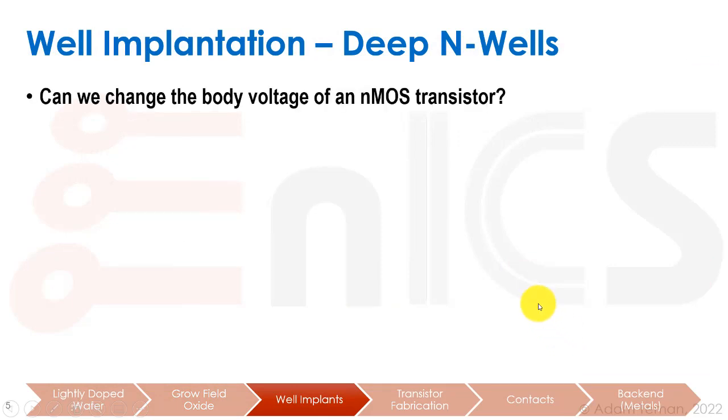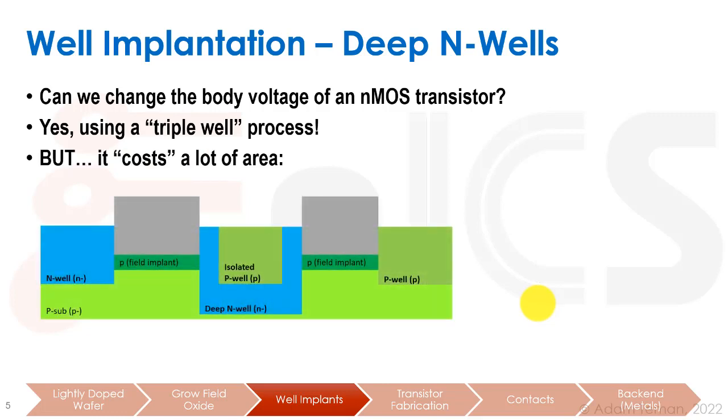In a previous course, we usually say you cannot change the body voltage of the NMOS transistor, and that's not really true. Actually, we use triple well processes these days. The thing is that if you do want to change the specific body voltage of an NMOS transistor, it costs a lot of area, and so we don't usually do it for a standard digital transistor.